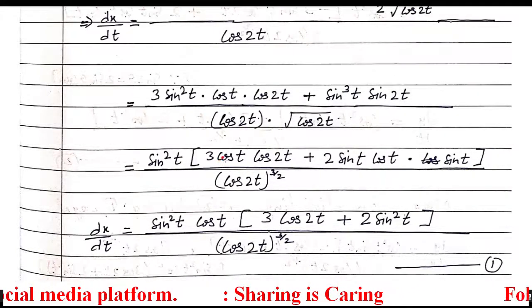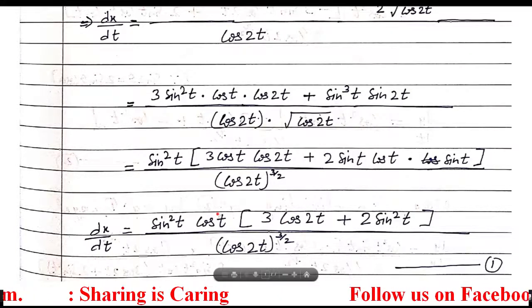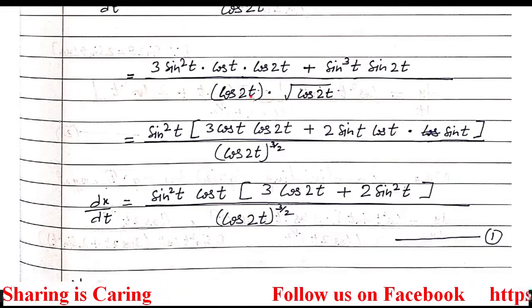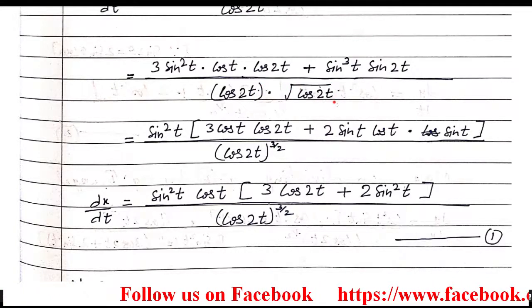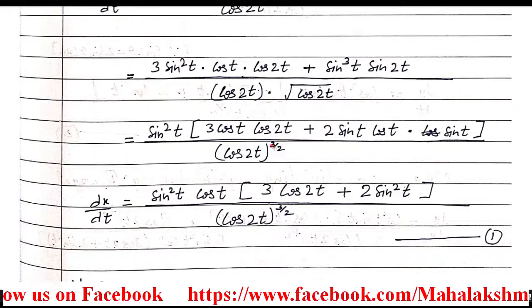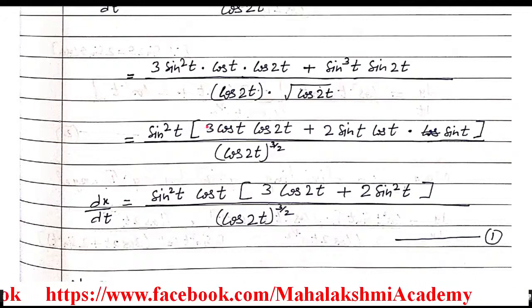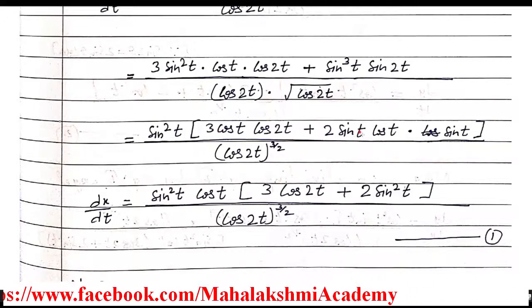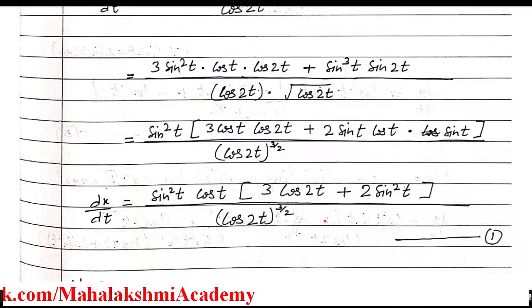Now again you can see this cos t and this cos t is common. So take cos t outside, and in the denominator, students, here power is 1 and here power is, because if you write it in power form you will get half. So 1 and half you will add, so you will obtain 3 by 2. And on this side, because cos t went outside, so 2 cos t, and here cos t went outside, so 2 sin square t. So keep this as it is.